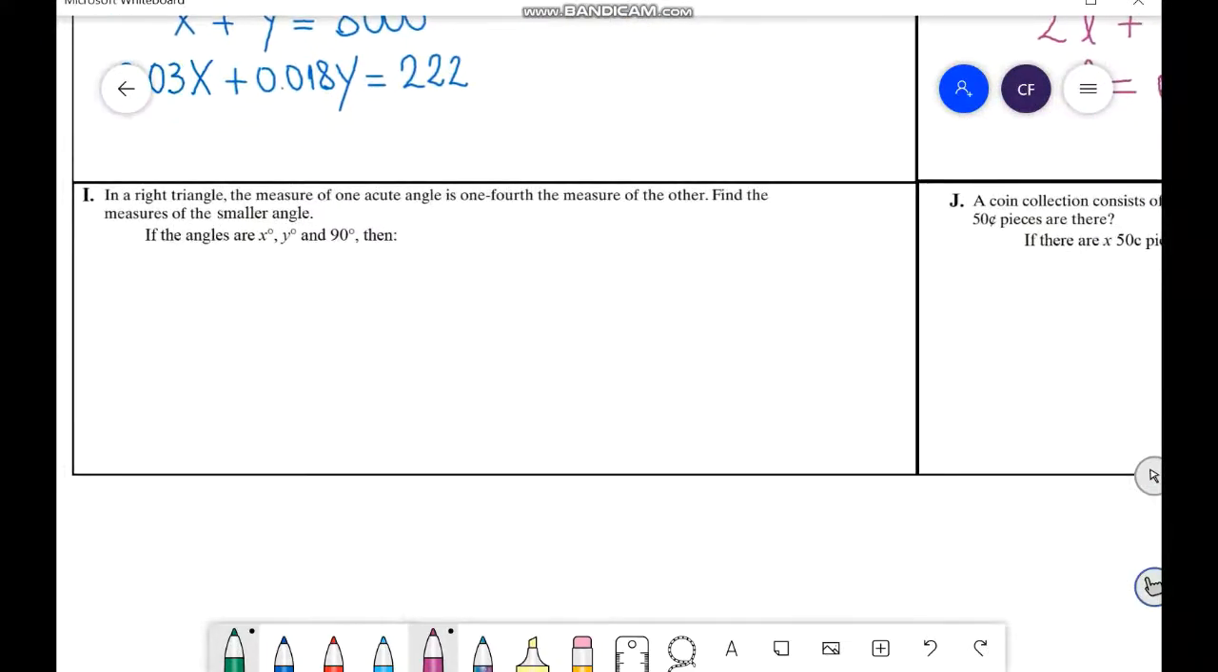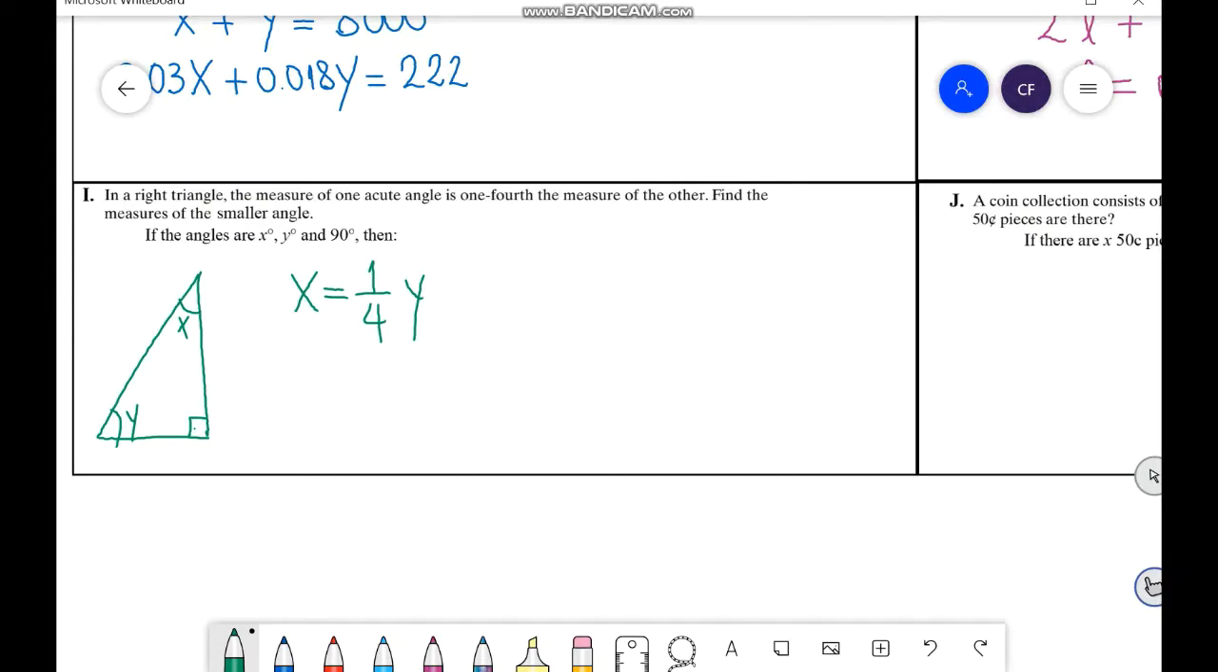Next, letter I. In a right triangle, this is an application of geometry. We're going to have the right triangle here. The measure of one acute angle is 1/4 of the measure of the other. That means x equals 1/4 of y. Let's say this is x and this is y. This is one of the equations, x equals 1/4 of y.